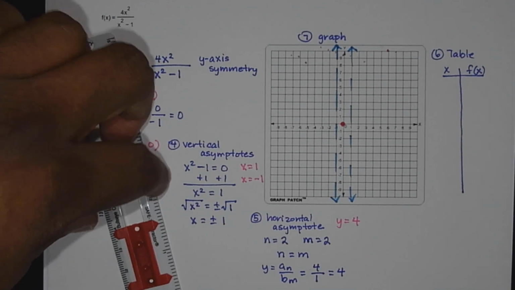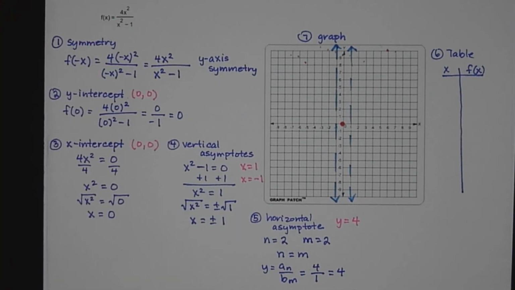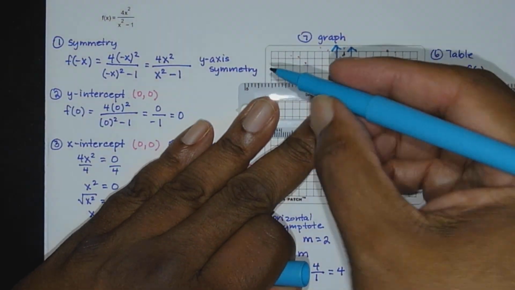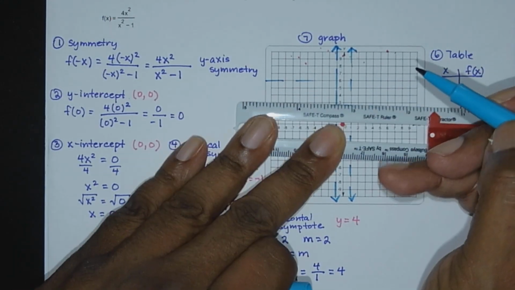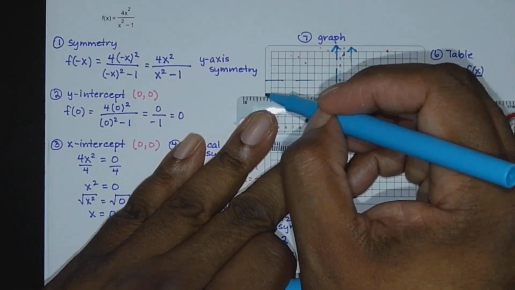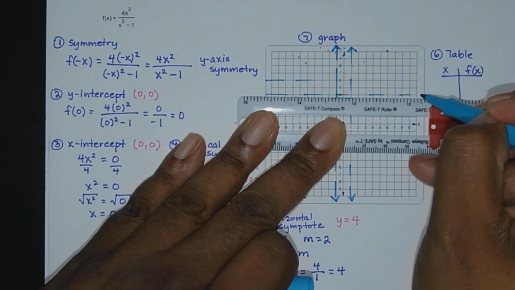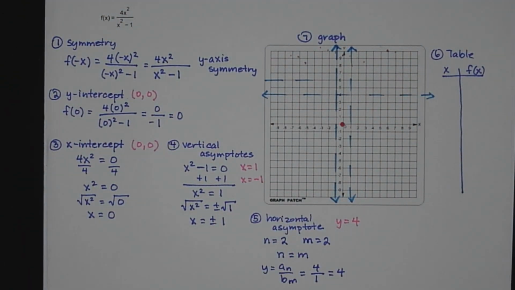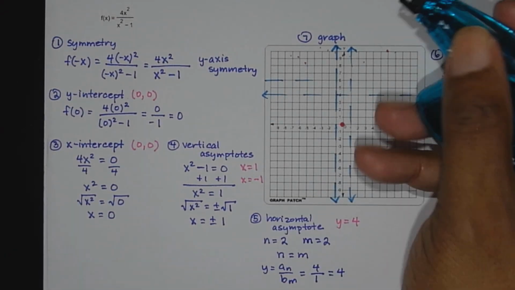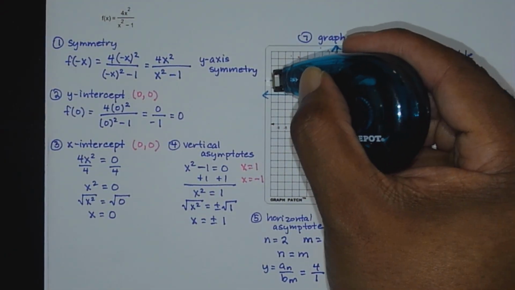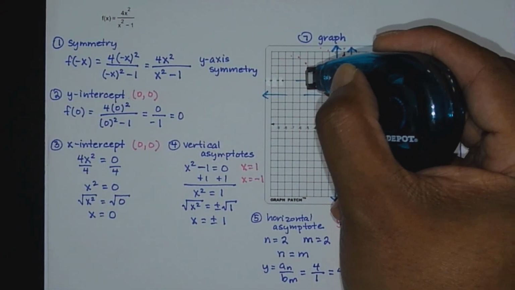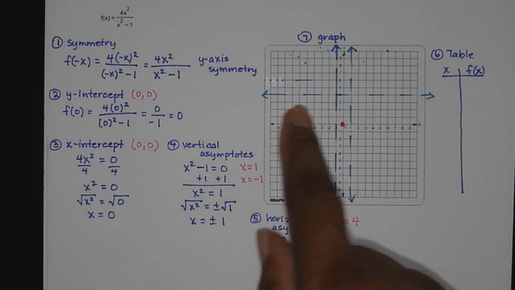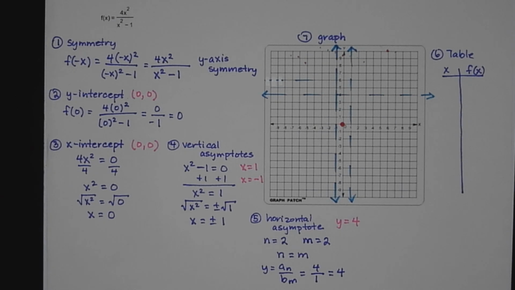And my horizontal asymptote is the horizontal line y equal 4. Oops, correction. y equal 4 is up here. Okay. All right, disregard this line up here. Disregard all of this, because that's nothing, just disregard that. Because this is the horizontal asymptote right here, going through the y-axis at 4.